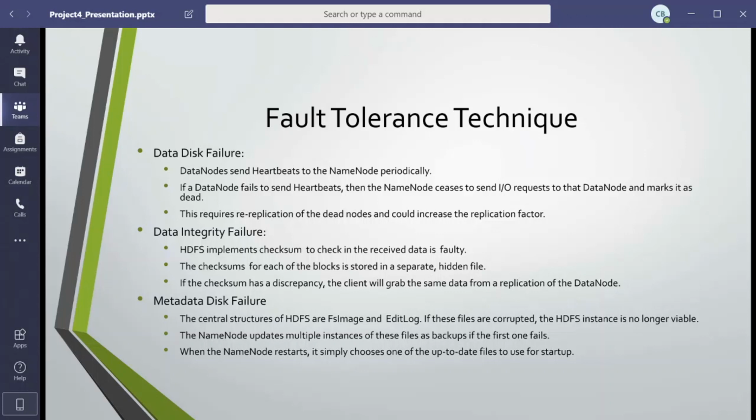And then when the name node has to restart, so if the file system is shut down and then has to be brought back up, it simply chooses one of those up-to-date and uncorrupted files for startup. So this is how Hadoop tolerates faults. This is the process, the technique that it uses for detection and for correction. And fault tolerance is a very large aspect of the HDFS.